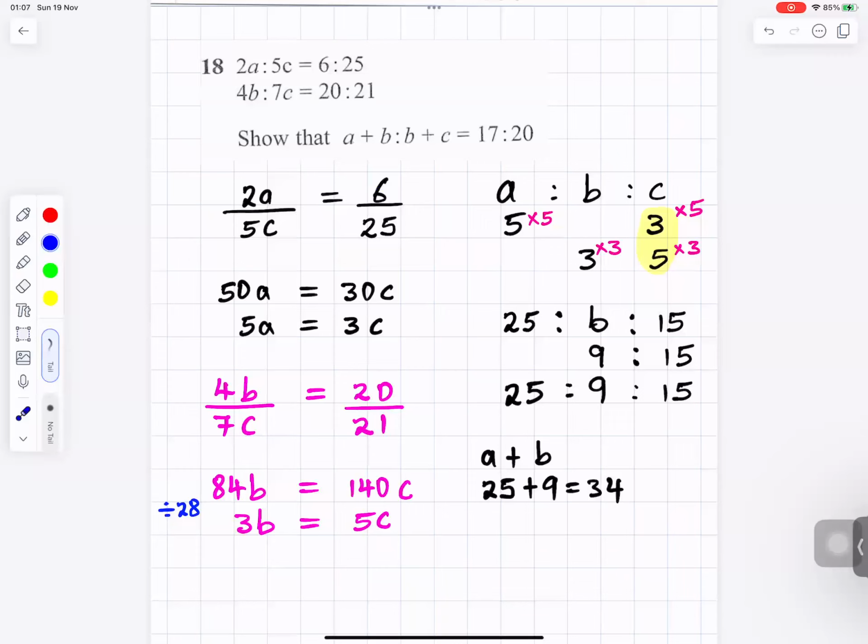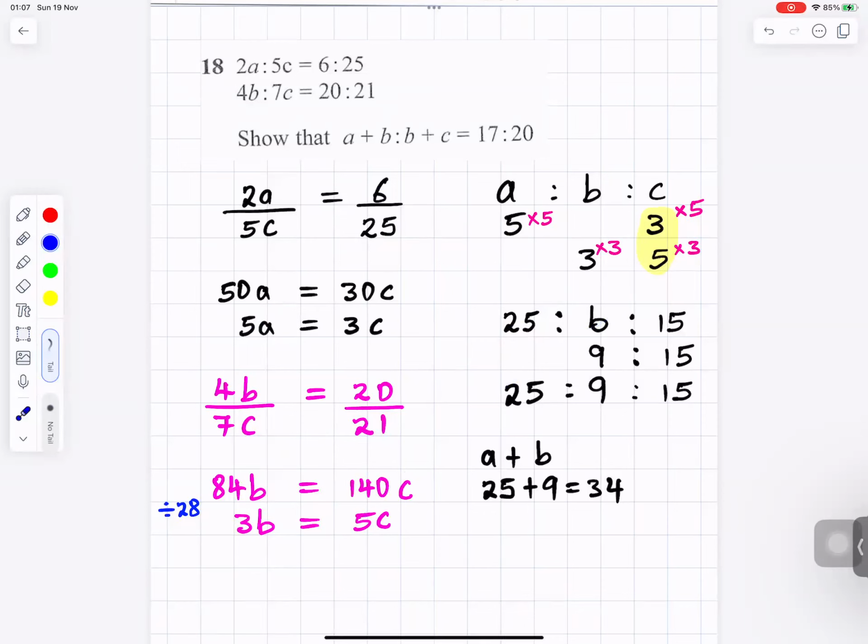So if you notice there, we got 5a equals 3c, and 3b is equal to 5c. So what is the link? We got c there, and we got c there. That's the thing that links the two, the c and c. So when we go to a, b, c, for a we got 5, for b we have 3, and for c we got 5.